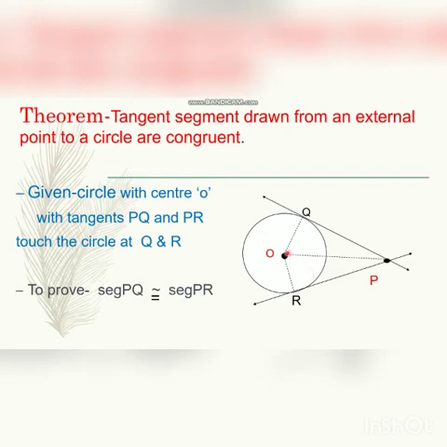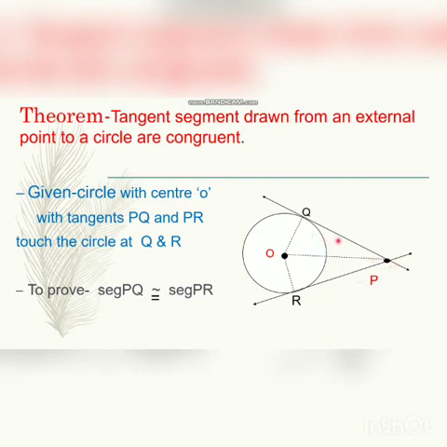Yes, because OQ is perpendicular to tangent PQ, and OR is perpendicular to tangent PR. So OQP and ORP both are right angle triangles.